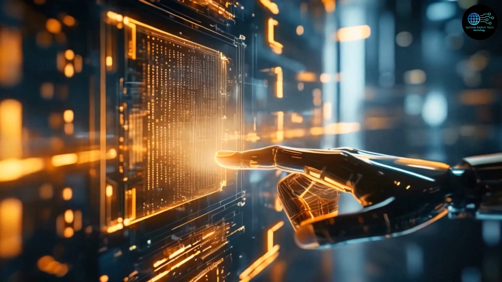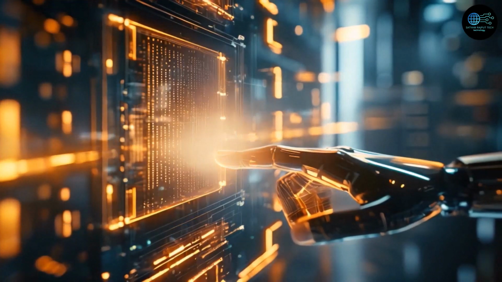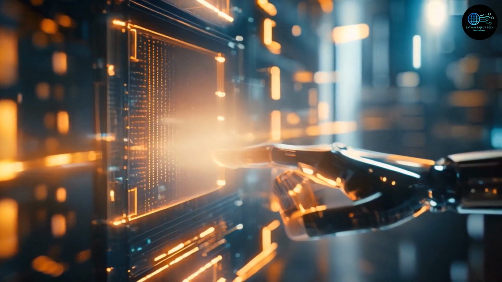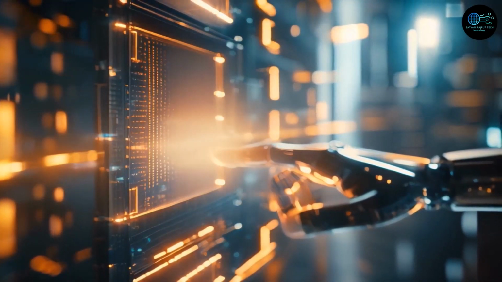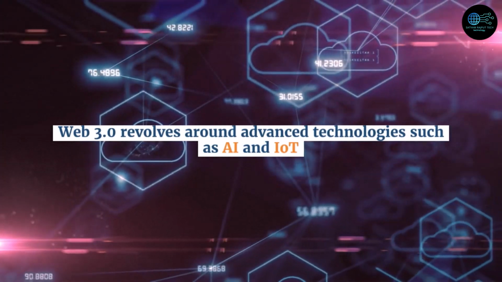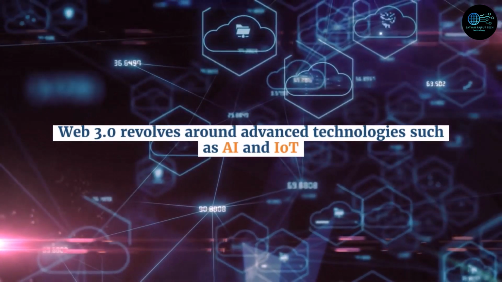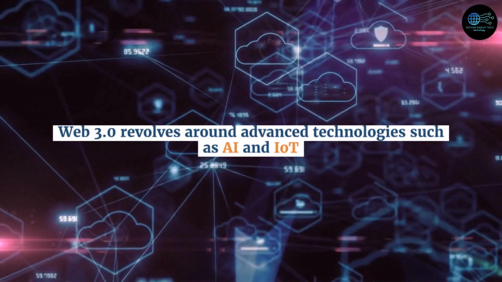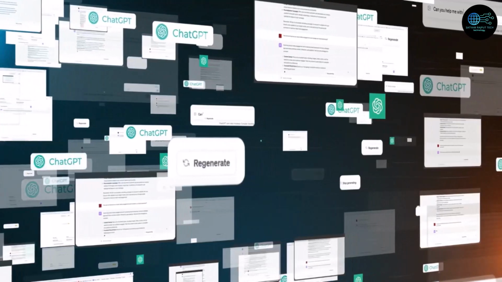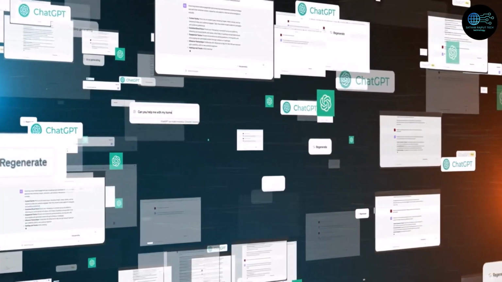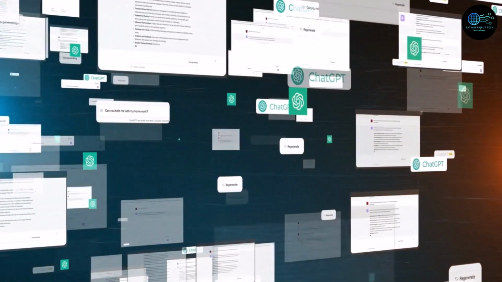Conclusion. In conclusion, Web 3.0 is the future of the Internet and brings newer and more advanced technologies to enhance user experience and interaction. While Web 2.0 was the era of social networking, Web 3.0 revolves around advanced technologies such as AI and IoT. We hope this video has given you an understanding of the differences between the two eras and some examples of Web 3.0 in action.